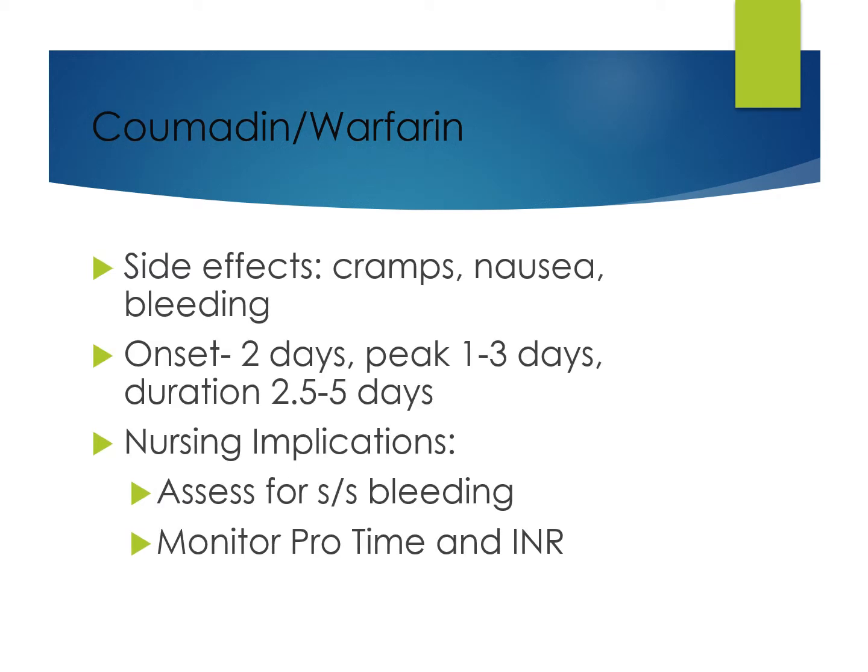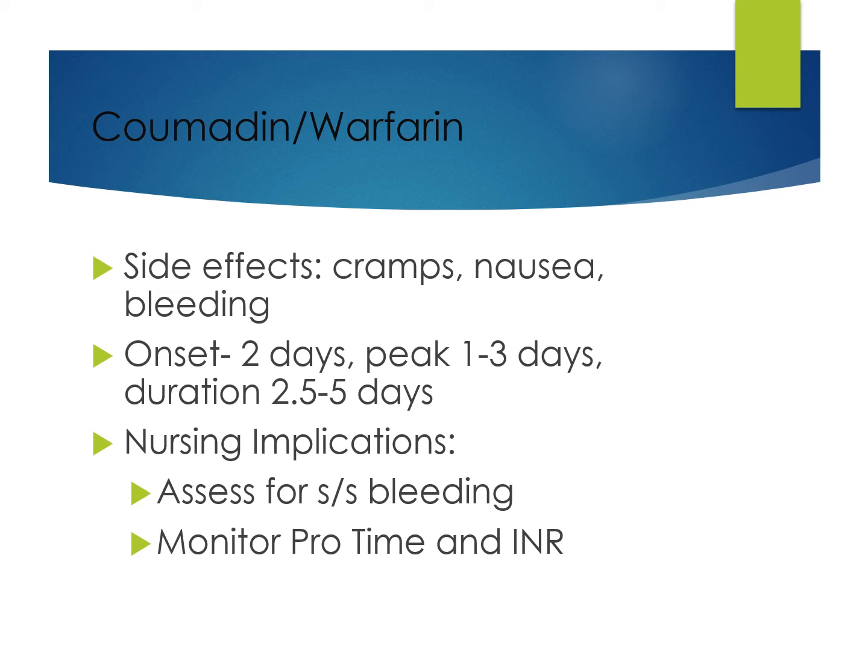Side effects of Coumadin include cramps and nausea. Its onset is within 2 days, and it peaks in 1 to 3 days. Its duration is 2.5 to 5 days. When you start seeing orders for Coumadin, it's going to look really weird. Day 1, take 2.5. Day 2, take 5. Day 3, take 2.5. Day 4, take 7.5. They're very specific as far as ordering requirements when it comes to Coumadin orders.